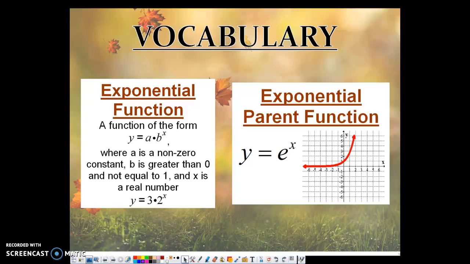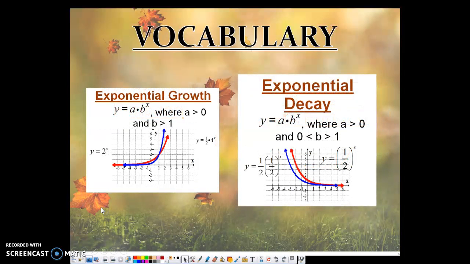Okay, so exponential functions is anything to the power of x. So usually you've had like y equals 2x, okay, and that's linear. Or y equals x squared, and that's quadratic. But if it's a number to the power of x, that will be exponential. The exponential parent function is y equals e to the power of x. This is what an exponential function looks like, okay? So if you ever see something like that, that's an exponential function.